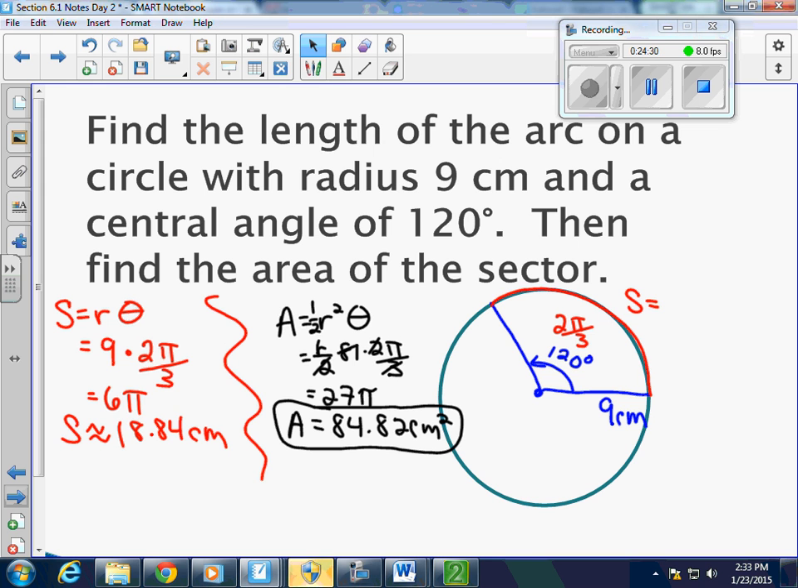Oh, area of a circle of the whole thing. Area of a circle is pi r squared. Okay. All right. There we go.